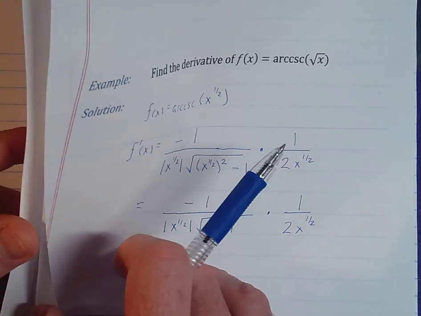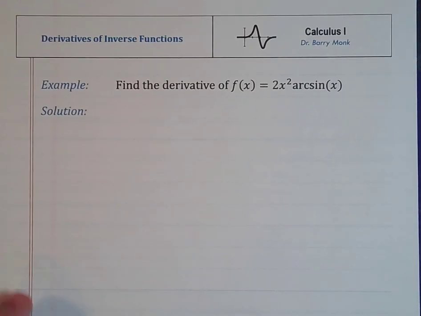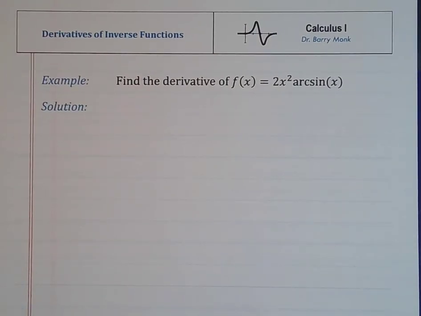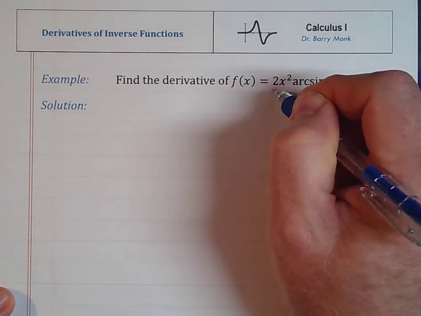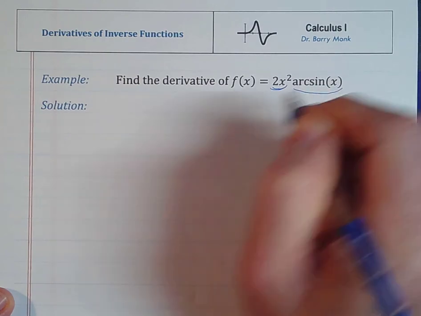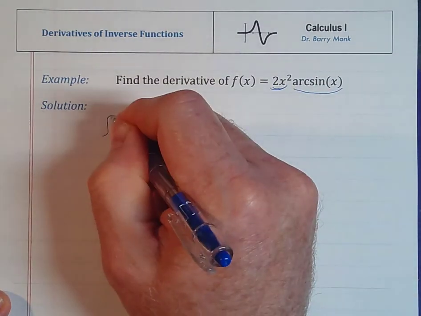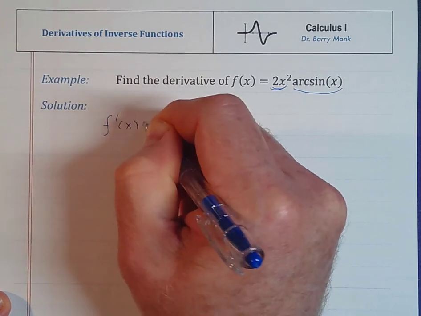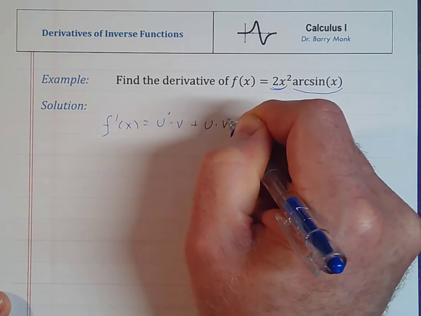Well, here we go. We're going to get to the example you've been waiting for. That is the last one. So find the derivative of f of x equals 2x squared times arc sine of x. Well, what I notice here is that I've got a product. I've got this part here times this part here. And so I'm going to use my product rule. f prime of x is equal to u prime times v plus u times v prime.